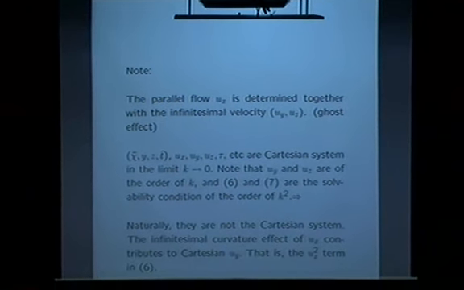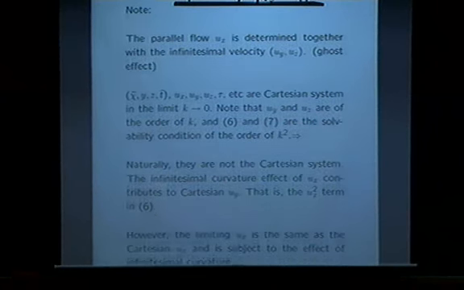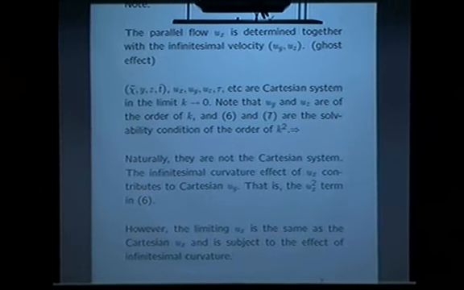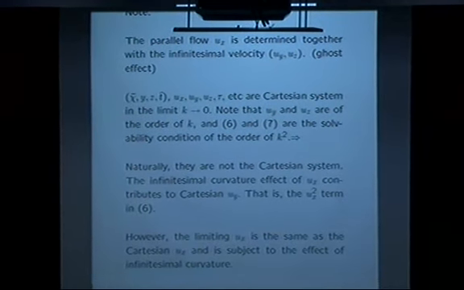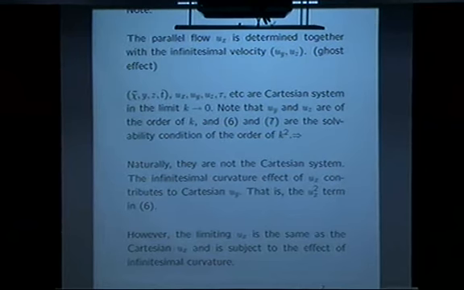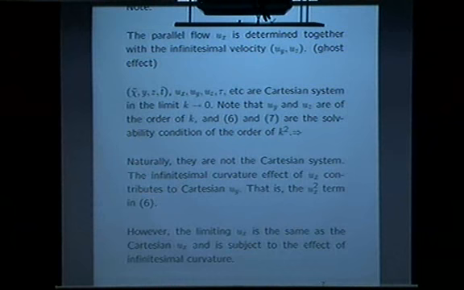the parallel velocity is determined together with the infinitesimal velocity space. This is the ghost effect. Because if you consider the limit of Knudsen number equal to 0, then you cannot measure this quantity directly. Okay. But this is affected by this quantity. In such a sense, it's a ghost effect. Okay.